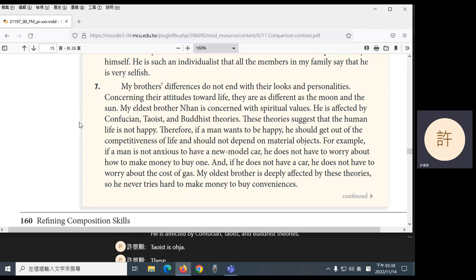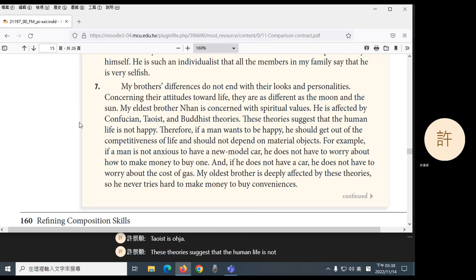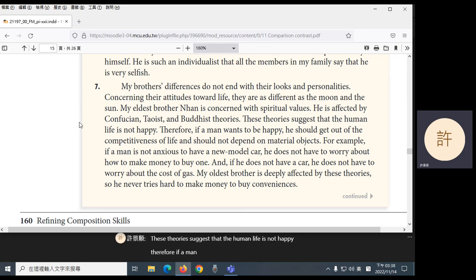"These theories suggest that the human life is not happy. Therefore, if a man wants to be happy, he should get out of the competitiveness of life and should not depend on material objects. For example, if a man is not anxious to have a new model car, he does not have to worry about how to make money to buy one. And if he does not have a car, he does not have to worry about the cost of gas. My older brother is deeply affected by these theories, so he never tries hard to make money to buy conveniences."